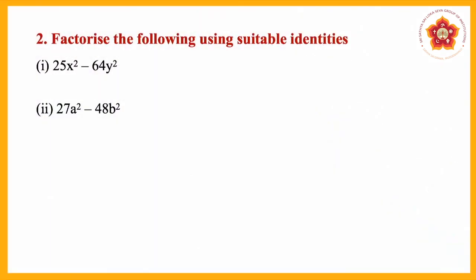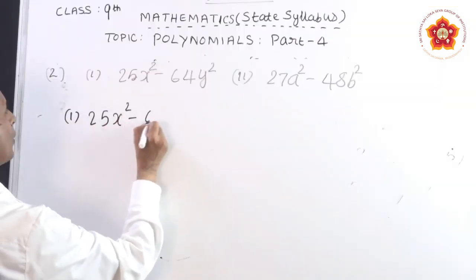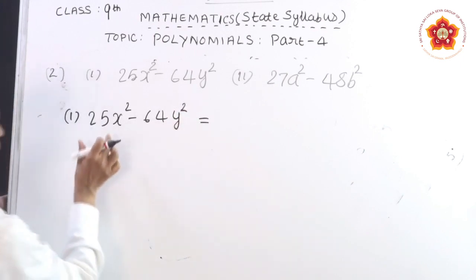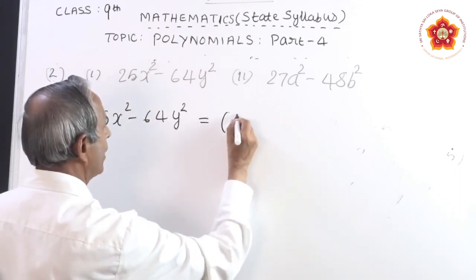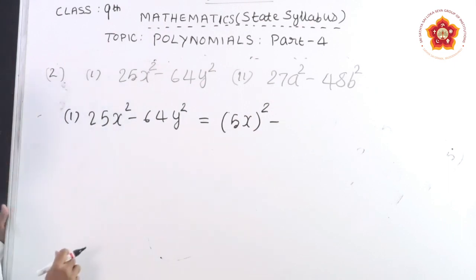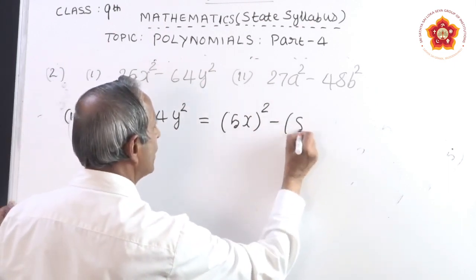Factorization using the suitable identity. Now, the first problem: 25x square minus 64y square is there. Now, we already know that 25x square can be written as 5x whole square, minus, similarly 64y square can be written as 8y whole square.